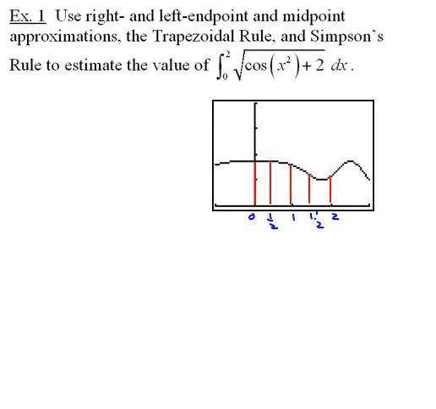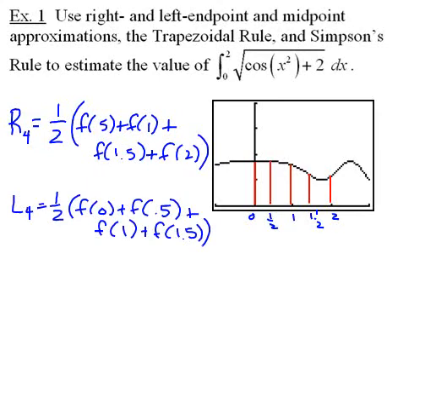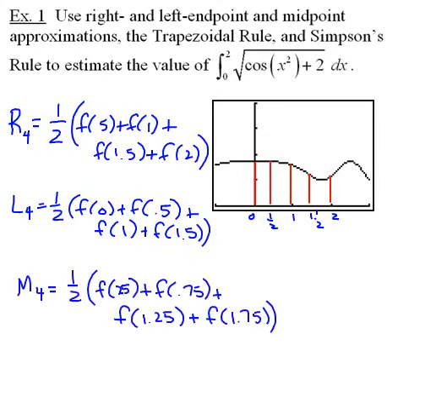Right endpoint rectangles would intersect the curve at x equals 1/2, 1, 1.5, and 2. So base times the sum of the heights for each rectangle would come out to be 1/2 times f of 0.5 plus f of 1 plus f of 1.5 plus f of 2. Left endpoint rectangles would intersect the curve at 0, 0.5, 1, and 1.5. So this is what our left endpoint approximation would look like. Midpoint approximating rectangles would intersect the curve at the midpoint between the intervals marked in the diagram. So we would use 0.25, 0.75, 1.25, and 1.75 to find our heights.